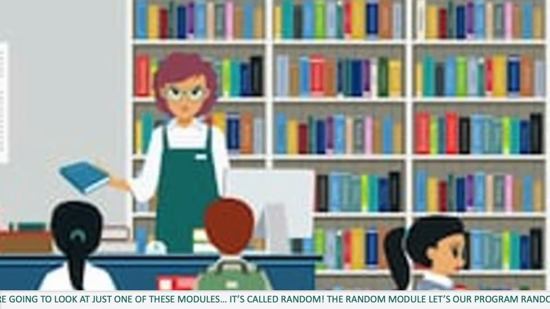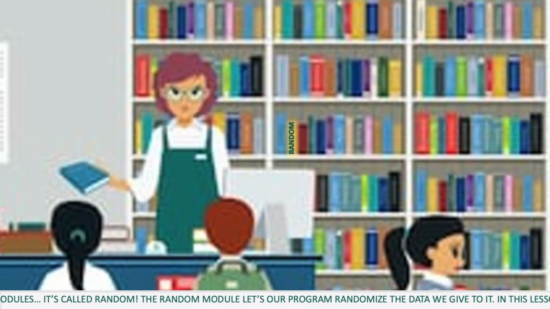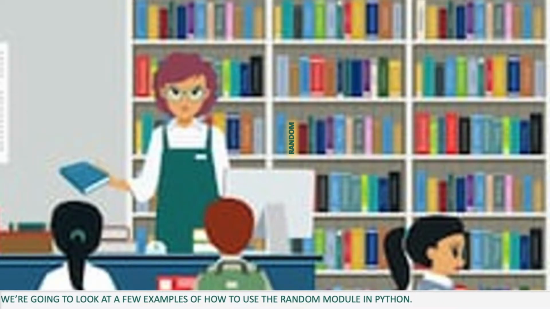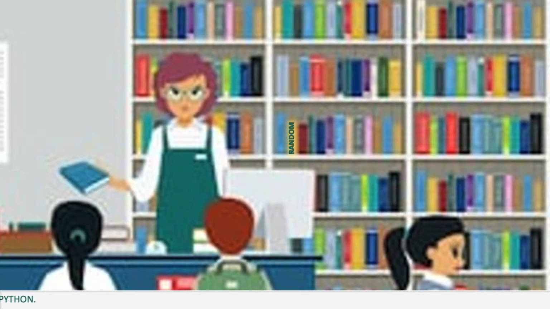Today, we're going to look at just one of these modules. It's called random. The random module lets our program randomize the data we give to it. In this lesson, we're going to look at a few examples of how to use the random module in Python.